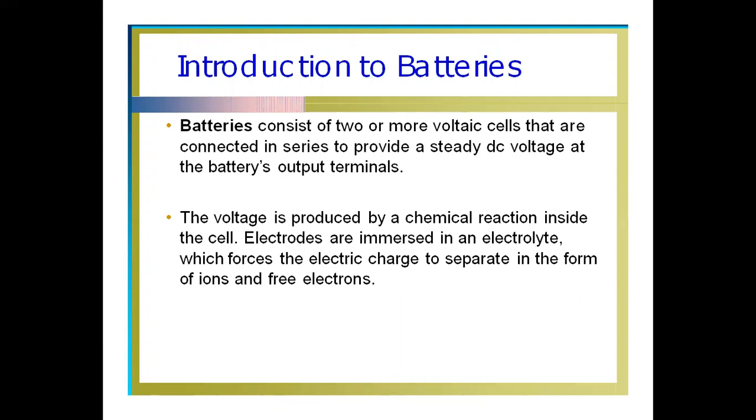But the batteries consist of two or more voltaic cells. So what is there inside the battery? It consists of two or more voltaic cells connected in series to provide a steady DC voltage. The voltage is produced by a chemical reaction inside the cell. No doubt it is an electrochemical type of reaction. Electrodes are immersed in an electrolyte which forces the electric charge to separate in the form of ions and free electrons.